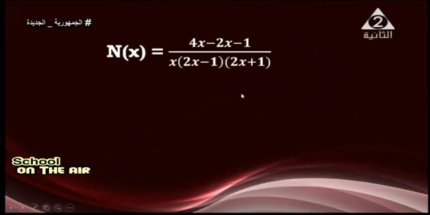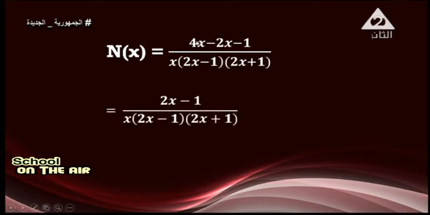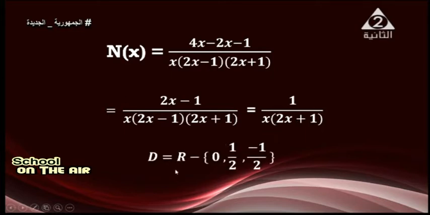We reduce, so n of x equals 4x minus 2x minus 1 divided by our denominator. The numerator 4x minus 2x equals 2x minus 1, divided by our denominator. By cancellation of 2x minus 1 in both numerator and denominator, we get in simplest form 1 over x multiplied by 2x plus 1. Our domain is all reals except x equals 0, x equals positive 1 over 2, and the other one negative 1 over 2.